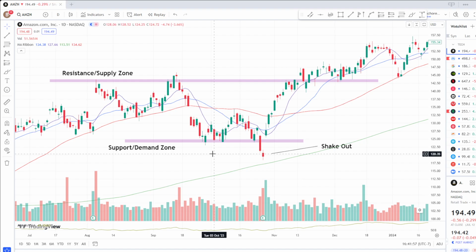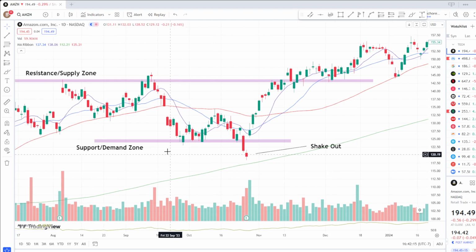The analogy that I like to use to understand support and resistance zones is, think of it like the floor and the roof of a house. The stronger the floor, the stronger the support is. So in this case, we have lots of candles to show some stronger support.